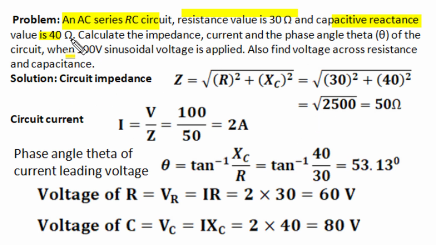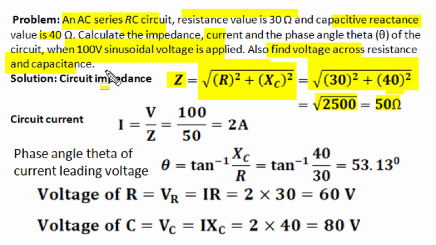In this numerical, resistance is 30 ohm and capacitive reactance is 40 ohm. We have to find the impedance, current and phase angle between current and voltage when a 100 volt sinusoidal voltage is applied to this circuit. We also have to find the voltage across the resistance and the capacitor. We know impedance is the Pythagorean summation of resistance and capacitive reactance, or Z is square root of R squared plus X squared. R is 30 ohm, X is 40 ohm, and Z comes as square root of 2500, or 50 ohm. It's a standard 3, 4, 5 combination.